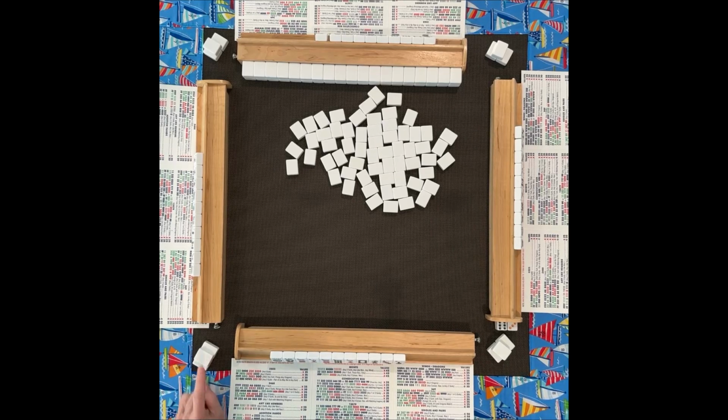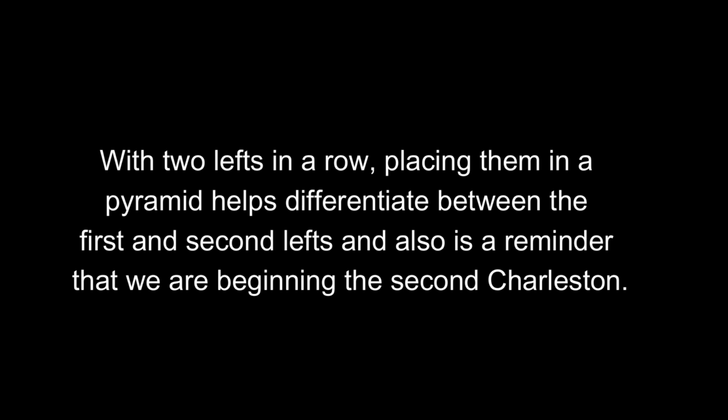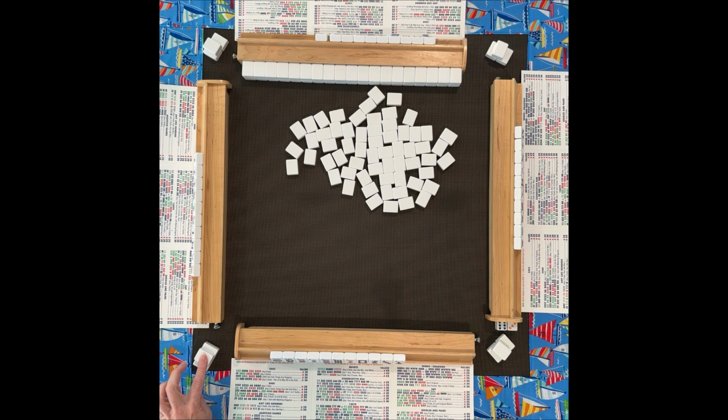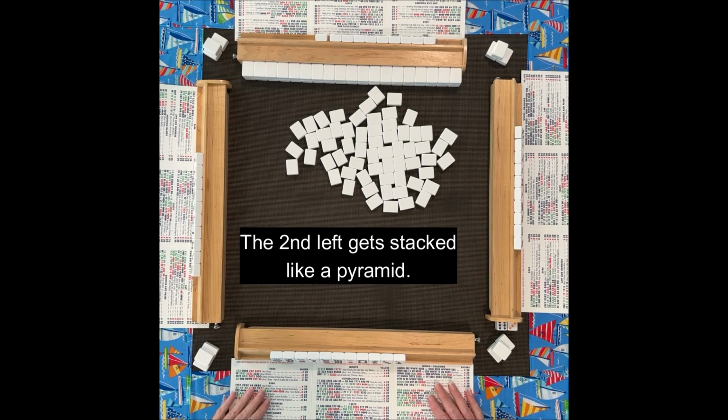The reason is because there are two lefts that follow each other, the first left and the second left. This is a very, very nice reminder that you are on the second left. It is also an indication that you are starting the second Charleston and the second left. So this will be the second left that we're performing. Now everybody's past their second left, so we could go ahead and pick the tiles up.